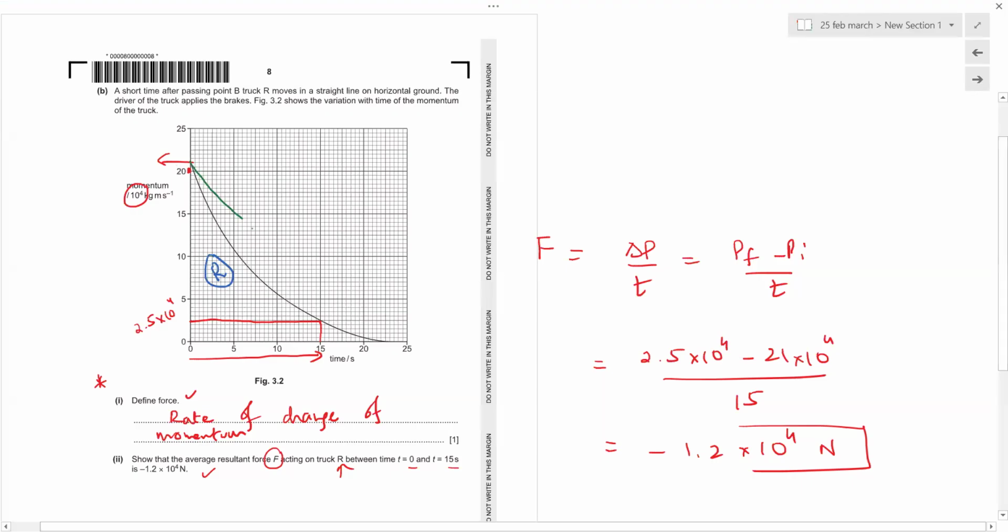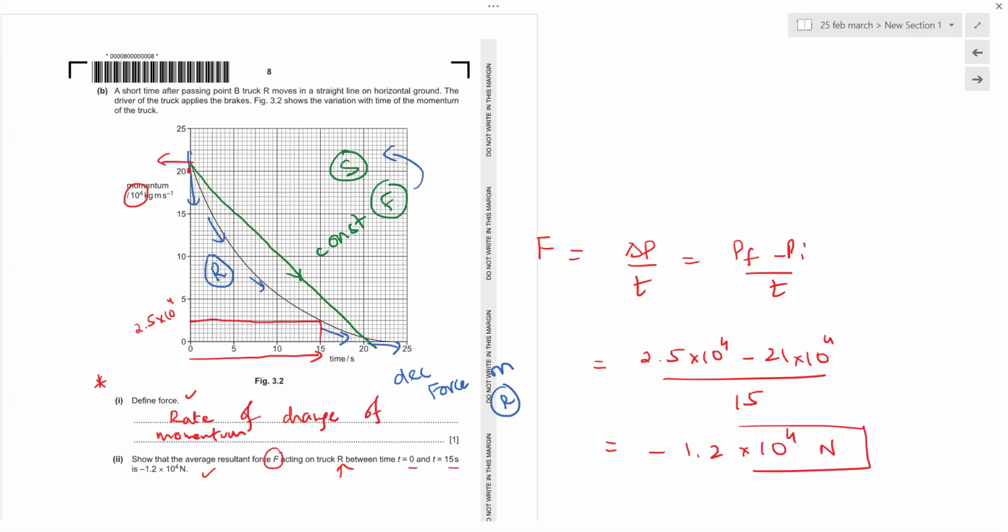S says constant force. That means this goes like this, a straight line. This is constant force. So that's truck S. If you see R, R is not having constant force. For R, you can see initially we have a greater gradient, then this gradient decreases. So we have decreasing force on R and constant force on S. So you should decide which of these trucks will take more time, less time, or same time.